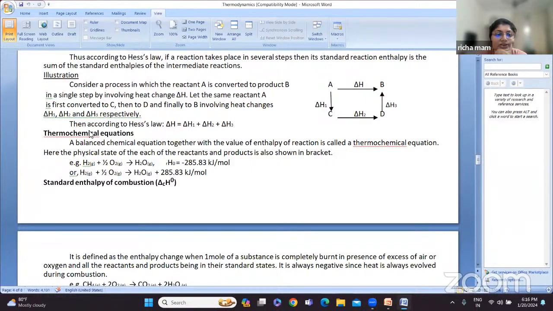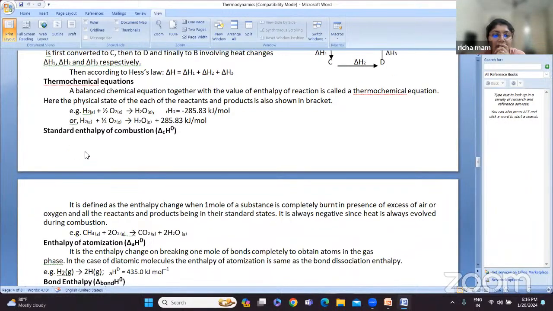Next, thermochemical equations. What do you mean by thermochemical equations? A balanced chemical equation in which we also write the value of the enthalpy of reaction is called a thermochemical equation. Here, for each reactant and product, we write the physical states in brackets. G is the gaseous state. This is how we write the balanced thermochemical equation. How much heat is evolved, that is how much heat is given out: delta H, the change in enthalpy, is plus 2585.83 kilojoules per mole.